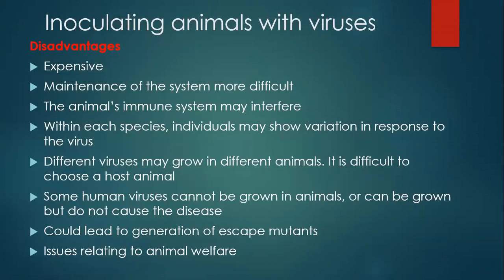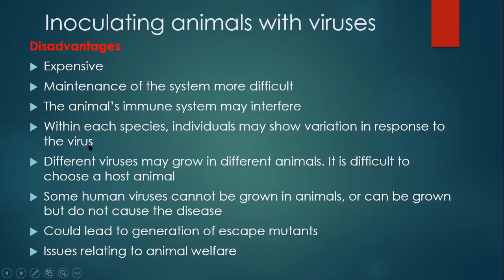Inoculating animals with viruses has several disadvantages. It is expensive and maintenance is an issue. There is going to be both non-specific and specific response to the virus by the mammalian immune system. Now, every animal of the same species is not going to be reacting in the same way. So there'll be some variation in response to the virus.